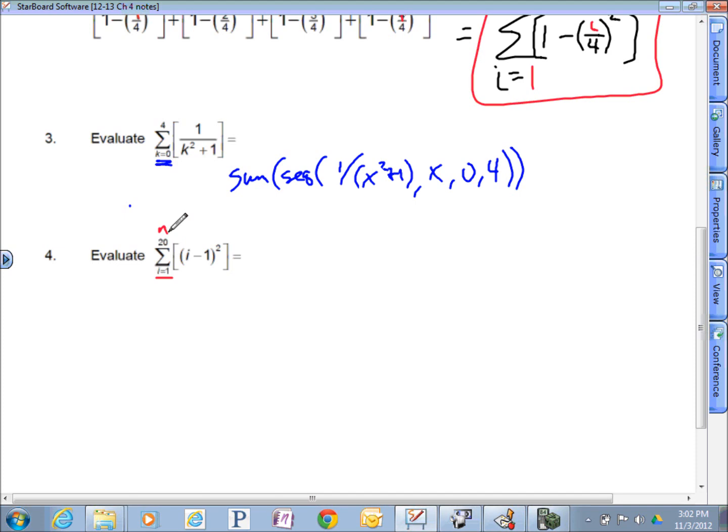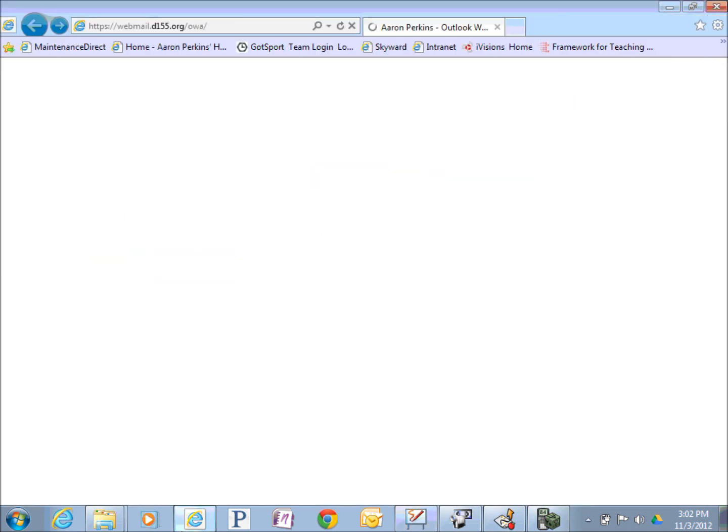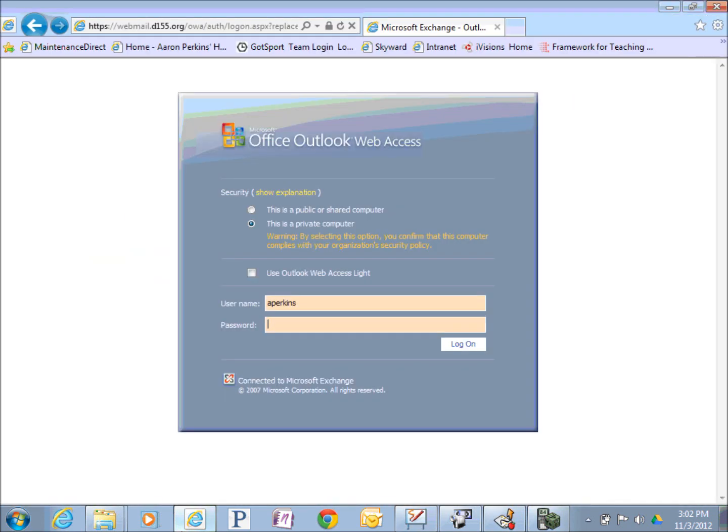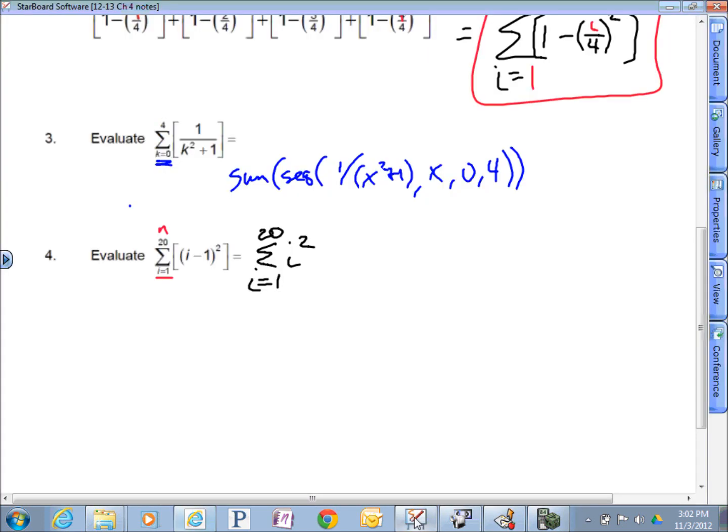Can I use shortcuts for a quantity being squared? No, I can't. I need individual terms. So let's take I minus 1 quantity squared. Let's multiply it out, and I'm going to make 3 sigmas all in one shot. I equals 1 to 20 of I squared. Major technical difficulties. So sorry. I squared minus 2I plus 1.